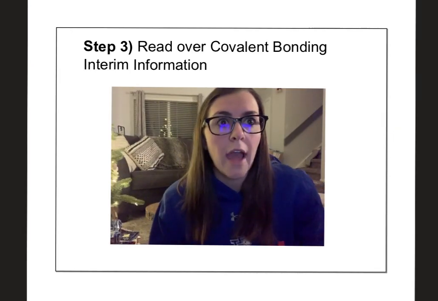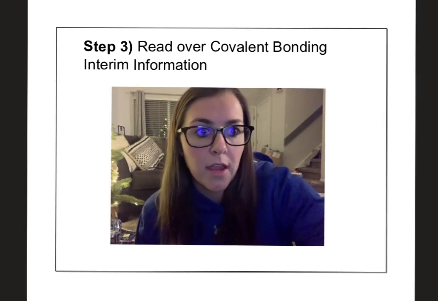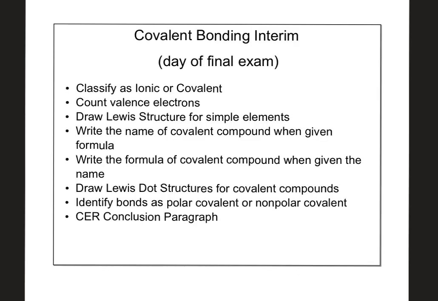Next, I want you to look at the covalent bonding interim information. So here is what's going to be on your quiz. Classify a chemical if it's ionic or covalent, similar to the beginning of progress check 1: 2 nonmetals are covalent. Count the number of valence electrons, so you should have your periodic table labeled, each column with the correct number of valence electrons. If not, chat with someone in our class and get that information written on your periodic table. Draw a Lewis structure for simple elements.